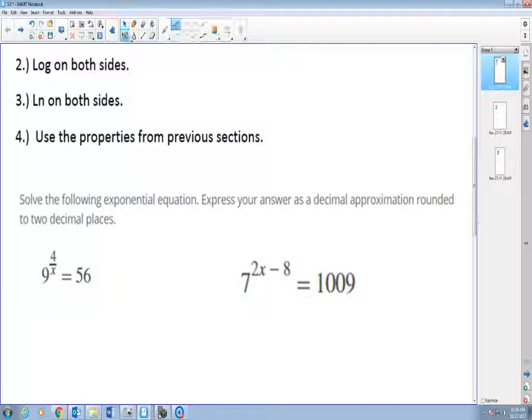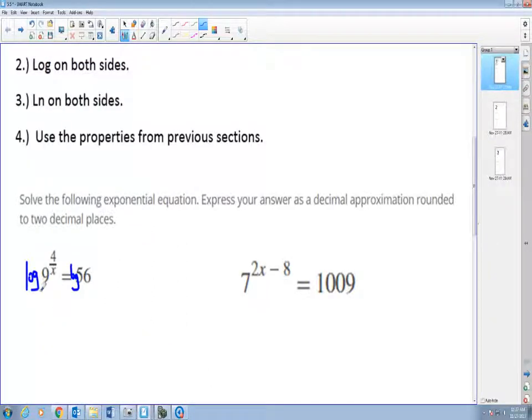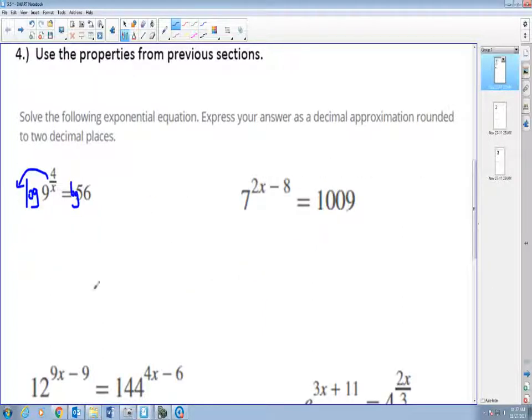Well, since this equation only has 2 terms, what I can do is take a logarithm on both sides. And a student asks, why, Mr. Chen, why do we need to take a log on both sides? And the reason is this: the variable is in the exponent. Remember back in 5.4, the log of powers, a log with any base a of m to the p power, those exponents, when we take a log, actually come to the front. So I can use that same technique here. If I take a log with the base 10 of 9 to the 4 over x, then this exponent 4 over x can actually come to the front. In other words, I'm bringing my variable down from the exponent.